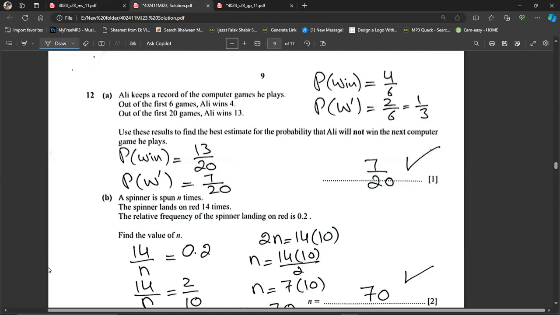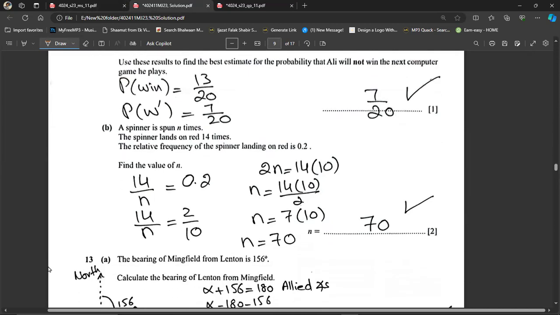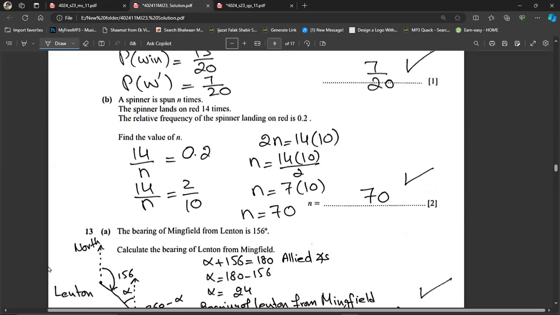Part B. A spinner is spun n times. The spinner lands on red 14 times. The relative frequency of the spinner landing on red is 0.2. Find the value of n. So the probability of anything is that thing divided by the total, and the answer is 0.2.